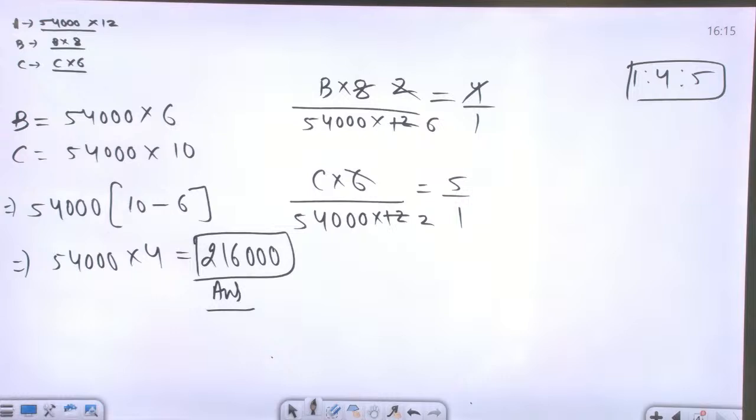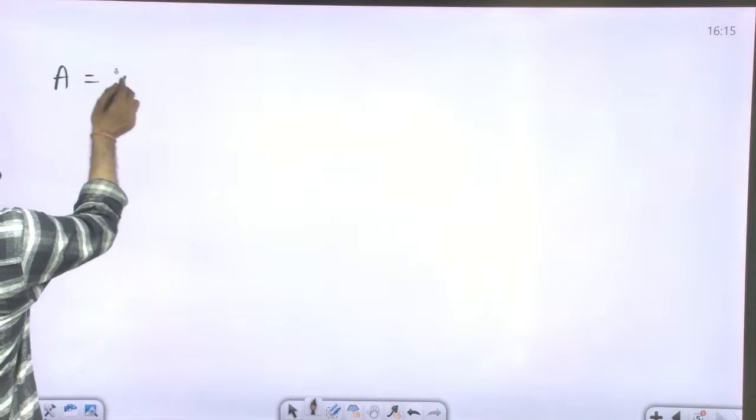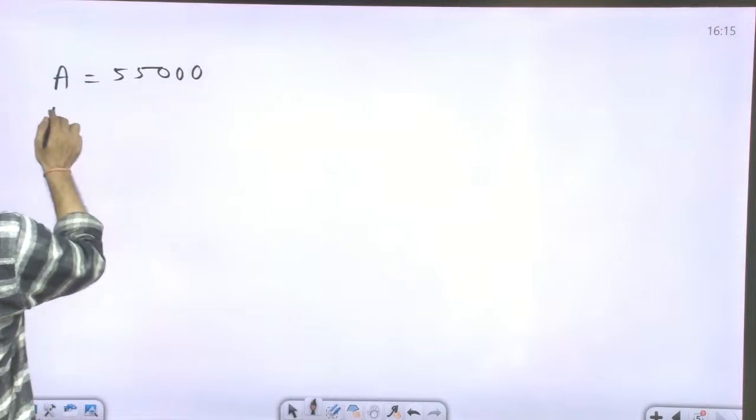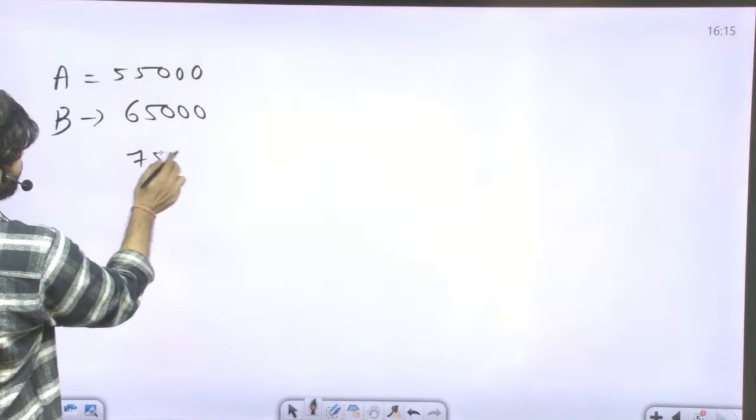A, B, and C started a business by investing 55,000, 65,000, and 75,000 respectively.